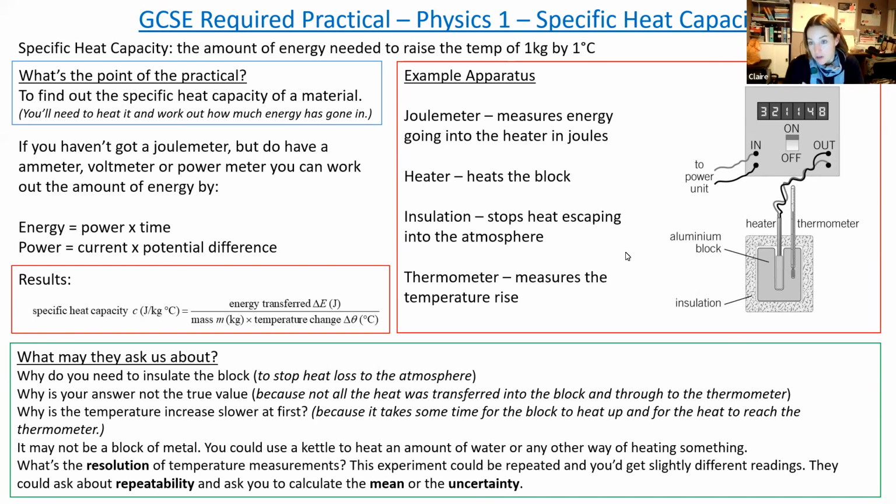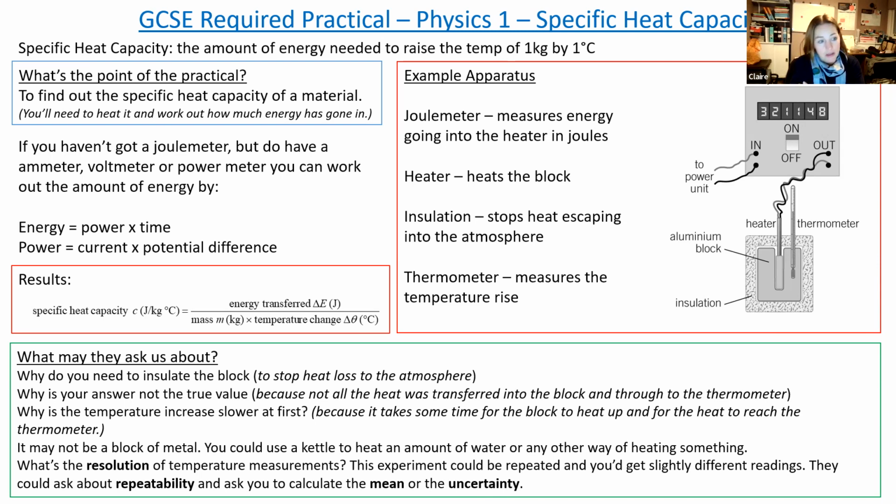So the first one is on specific heat capacity. It's linked to how heat is moved, the energy topic, basically. Specific heat capacity, you need to know the definition of that. It's the energy needed to raise 1 kilogram of a material, whatever it is, by 1 degree, basically. So you do need to know the definition.